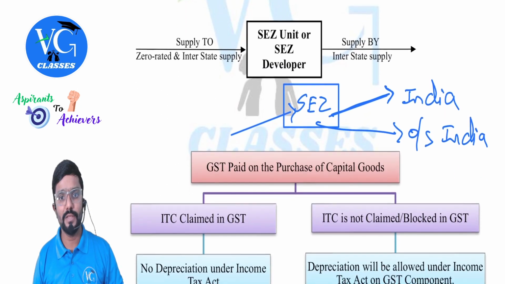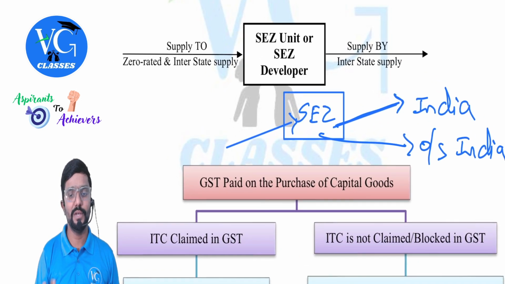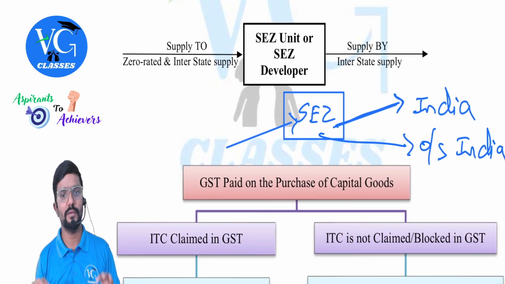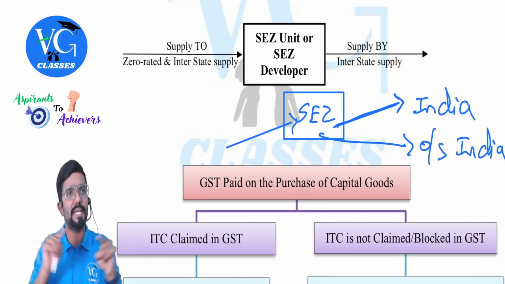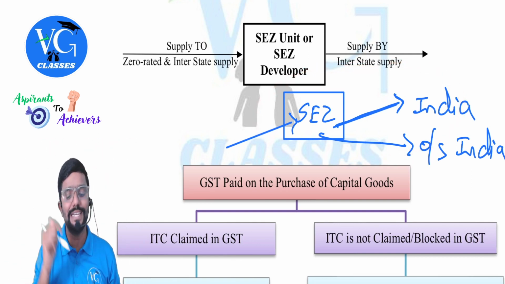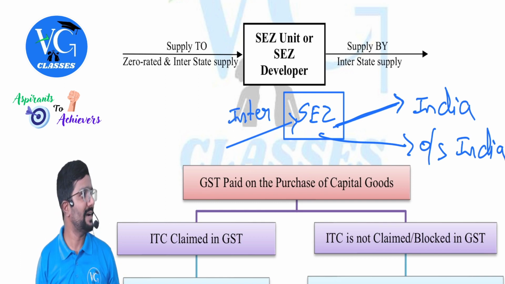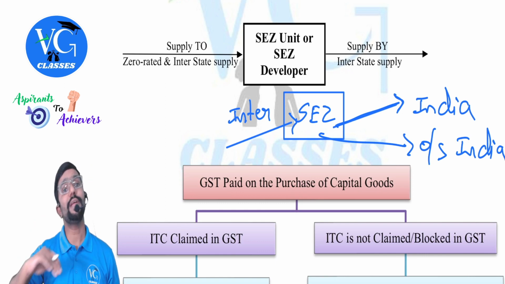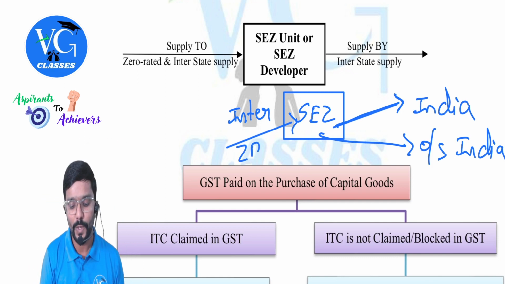Next, you can take down this also. Just give a small heading, zero rated supply, and take down this part, only the top one. The below one is not required. Even this blue part, whatever I have done, you can take it. That is, SEZ is an area. Anything going to that will be interstate supply. This would be interstate supply, guys, but not zero rated. It is not zero rated. But anything going to SEZ will be interstate and also zero rated supply.